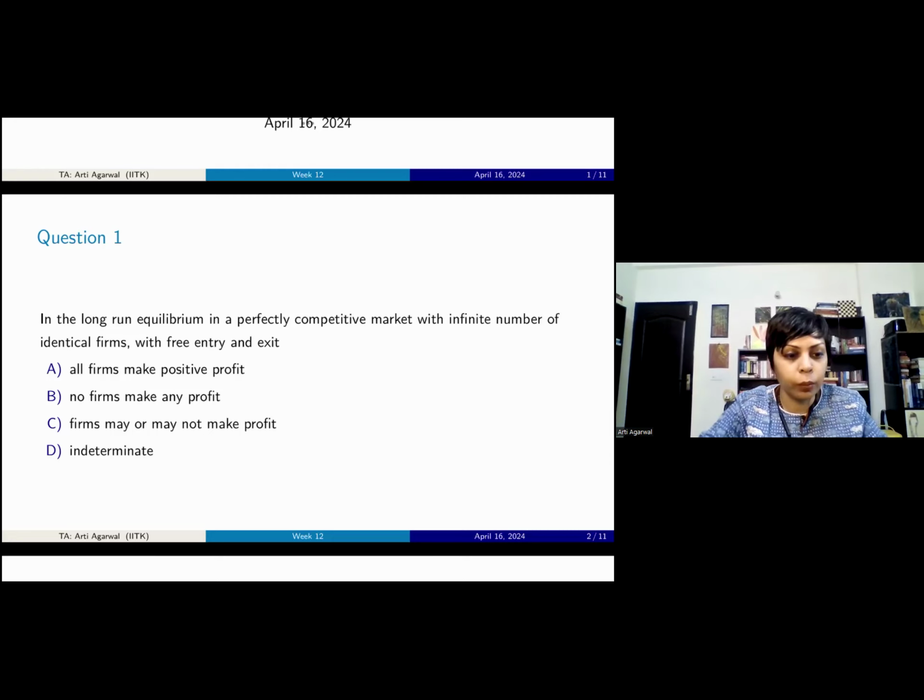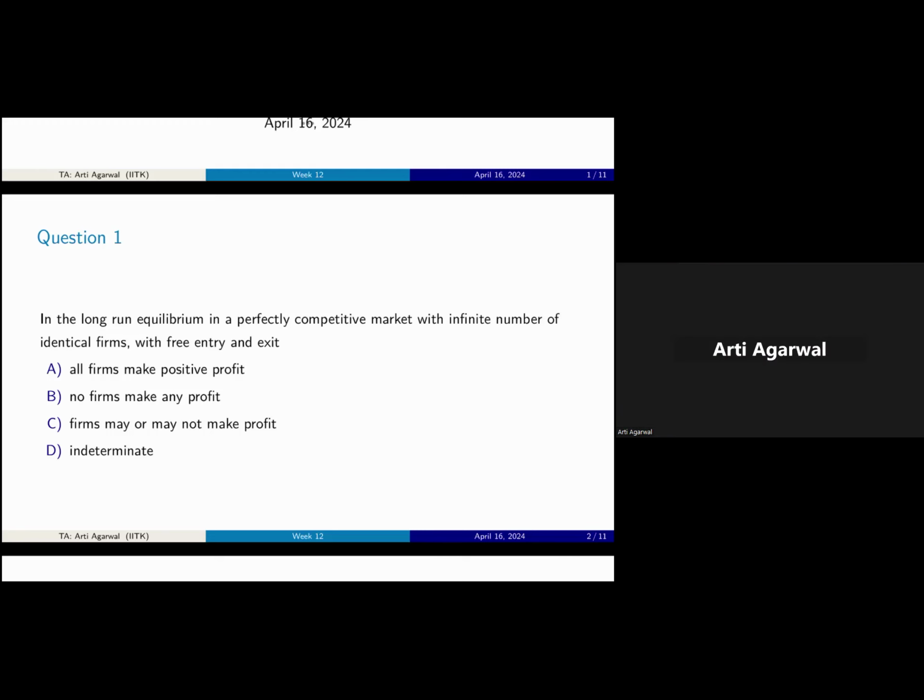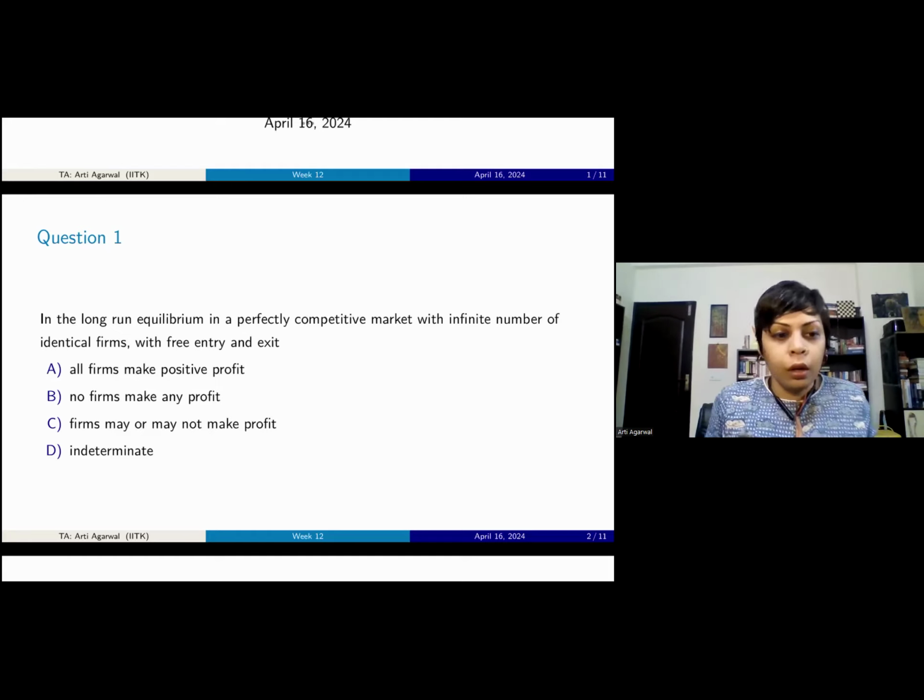Just give me a moment. I think my power is not connected. Sorry, I forgot to connect power in my laptop. Just give me a minute.